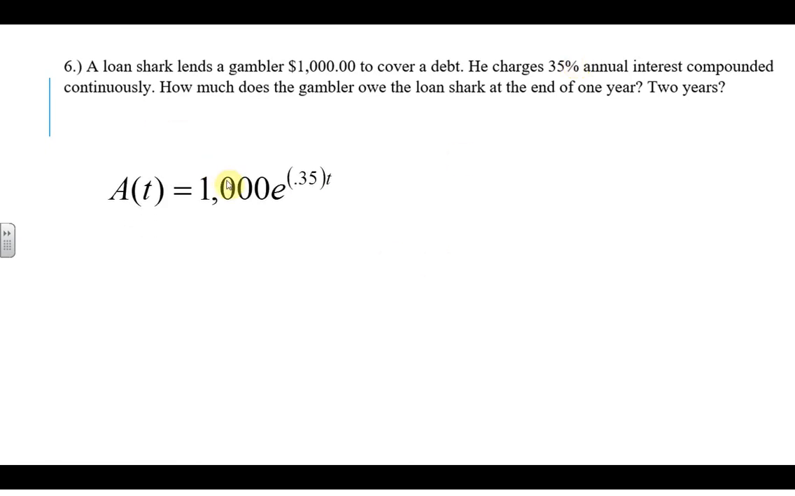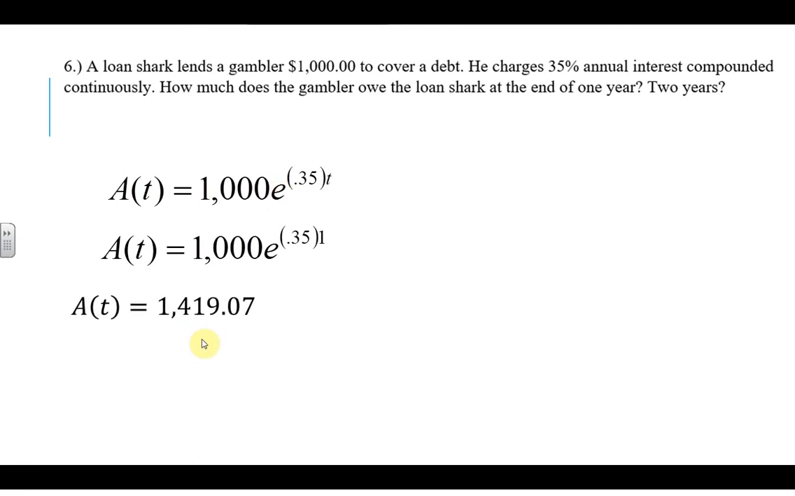So for your $1,000 that you borrowed, remember e is a number like pi. It's a button in your calculator. After 1 year, so we substitute 1 in, you're going to have to pay him $419 in addition to what you owed him to start with.